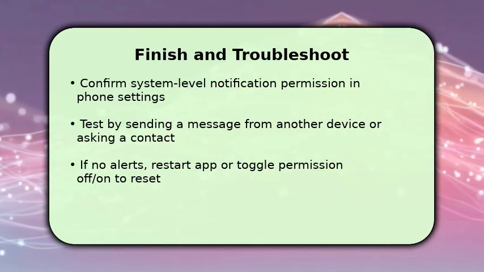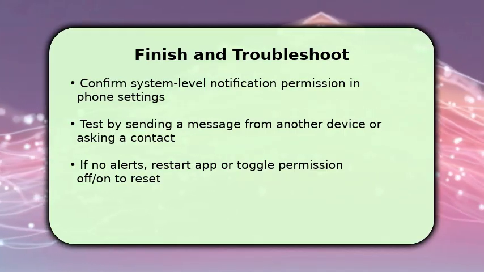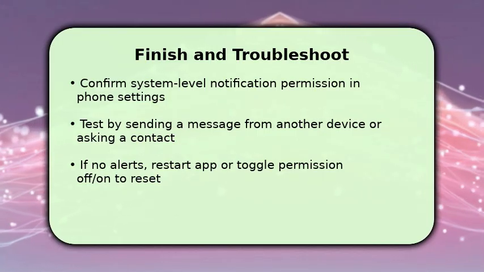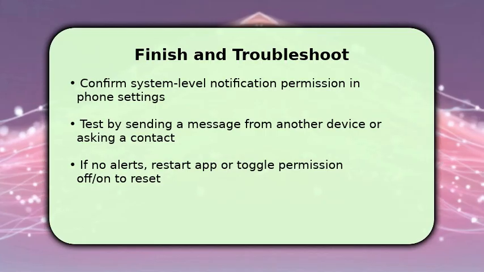As a key troubleshooting tip, toggling the system notification permission off and on often resets stalled alert delivery because it forces the OS to reinitialize Viber's notification channel.